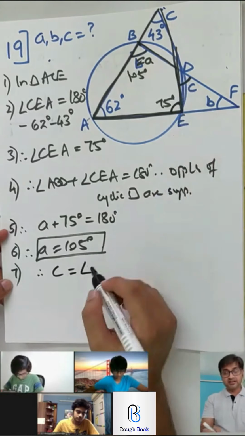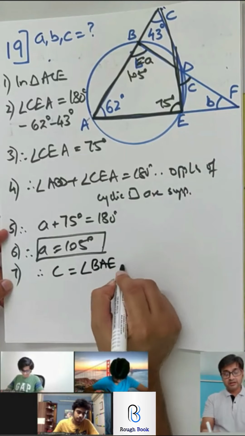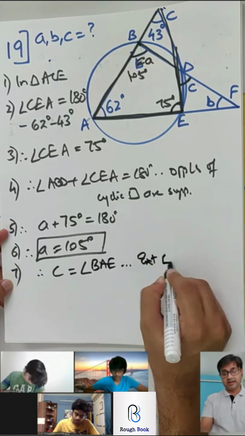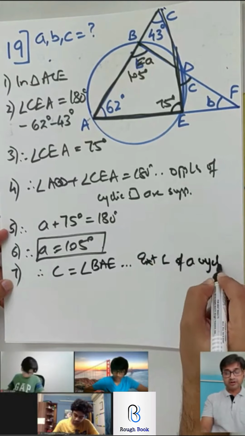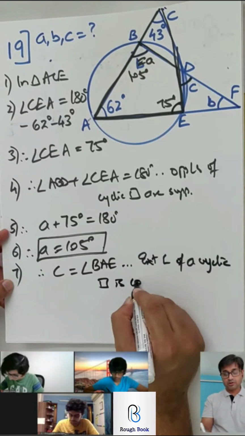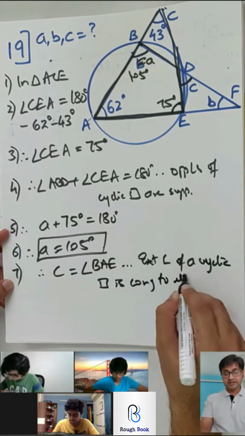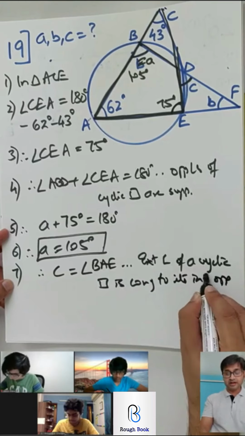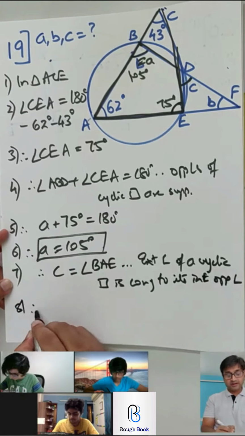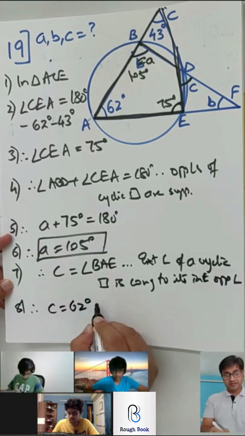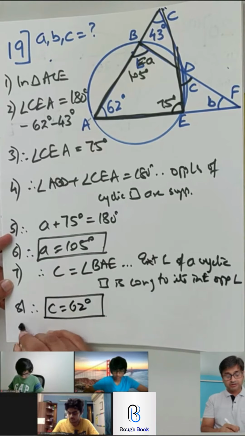So you can directly say C is equal to angle BAE and state the reason. Exterior angle of a cyclic quadrilateral is congruent to its interior opposite angle, and therefore C becomes 62. Come on, now who's giving me the last one?